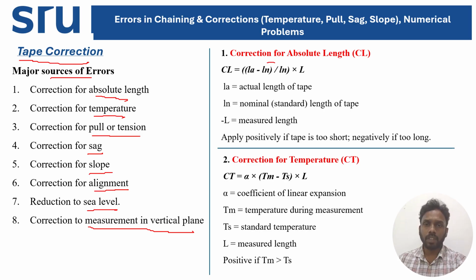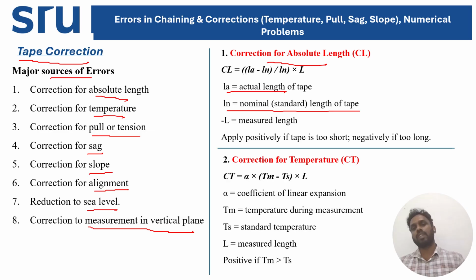First one is correction for absolute length. Here we can see the formula is Cl = (LA − LN) / LN × L. So this is the general arithmetic formula. LA is your actual length of a tape. LN is the nominal standard length of a tape. Actual length is the actual length of the tape when you are measuring. And nominal is the standard length that you have purchased. For example, if it's 20 meter, that's the nominal length. The actual length may elongate or get shorter. That's your actual length. L is your measured length.